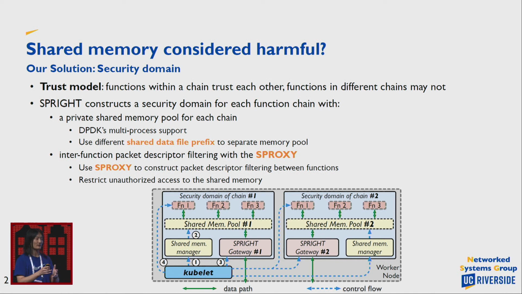We provide 2 features to construct a security domain for each function chain in SPRIGHT. For the first feature, we assign a private shared memory pool to each chain by leveraging DPDK's multi-process support and assigning different shared data file prefixes to different function chains. In this way, we can separate the memory pools of different chains. For the second feature, if you remember, we use S-proxy when communicating within or between functions in the same function chain. We leverage this and use S-proxy to perform inter-function packet descriptor filtering. This way, we can avoid unauthorized access to the shared memory.